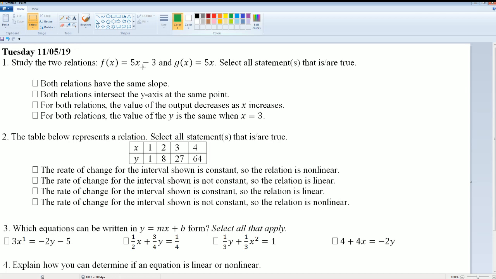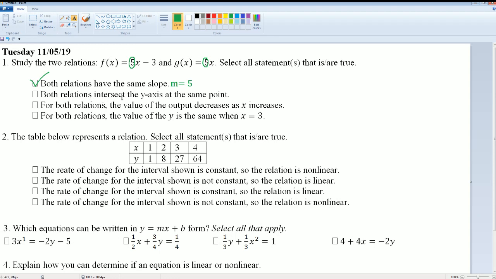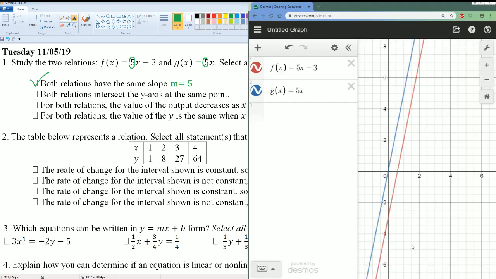All right, let's check that here. That also makes sense because the slope is the number in front of the x. So here we would say yes, they have the same slope. M is equal to 5. That is the slope.